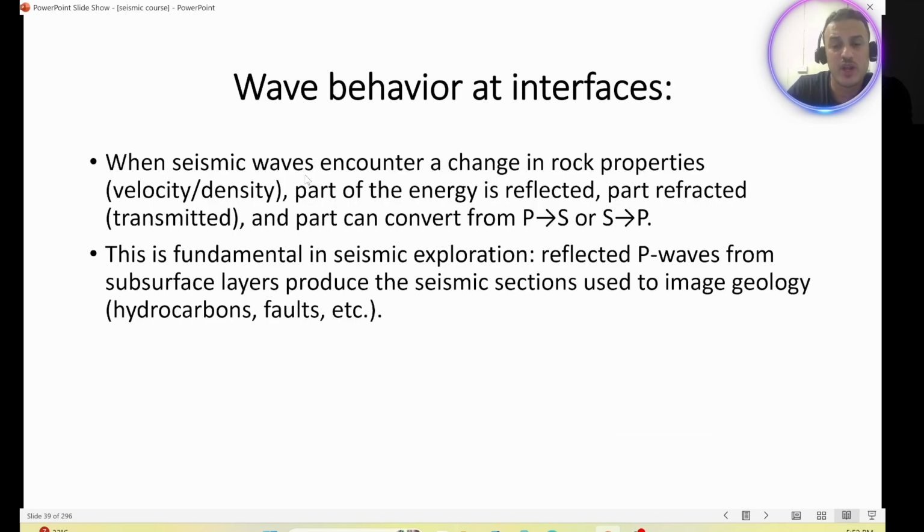When seismic waves encounter changes in rock properties, velocity and density, part of the energy is reflected and part is refracted. So we use reflected P waves from subsurface layers to produce the seismic section used to image geology. We use the reflected P wave to study the subsurface geological rock, to study the accumulation of hydrocarbons, faults, and so on.